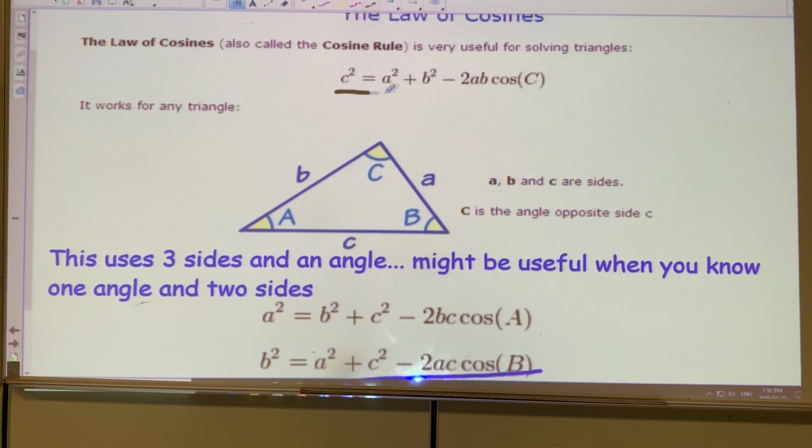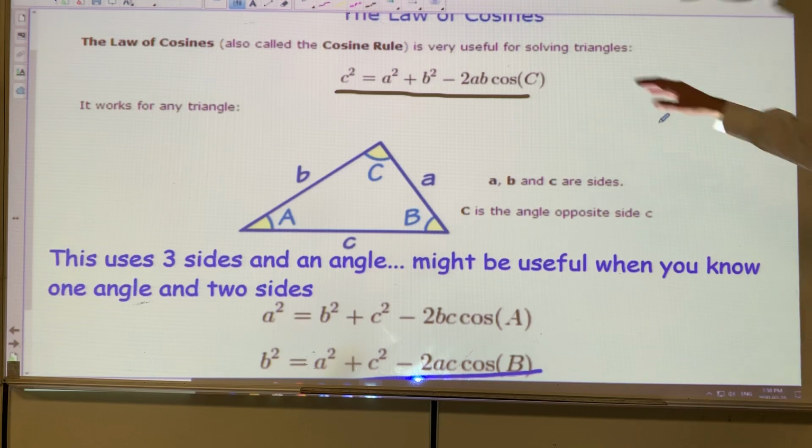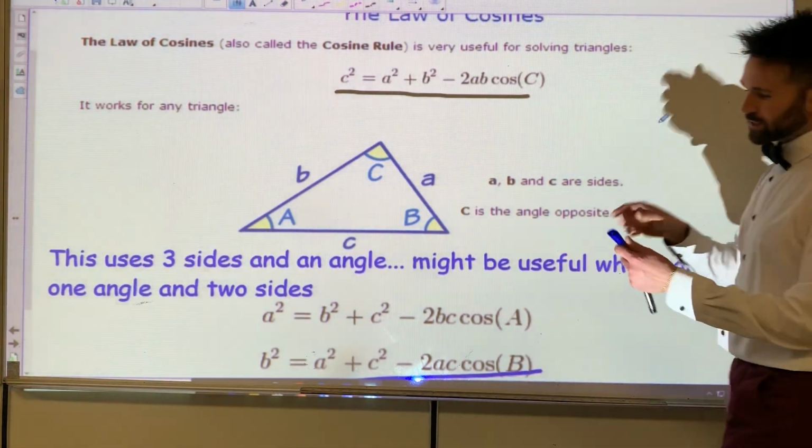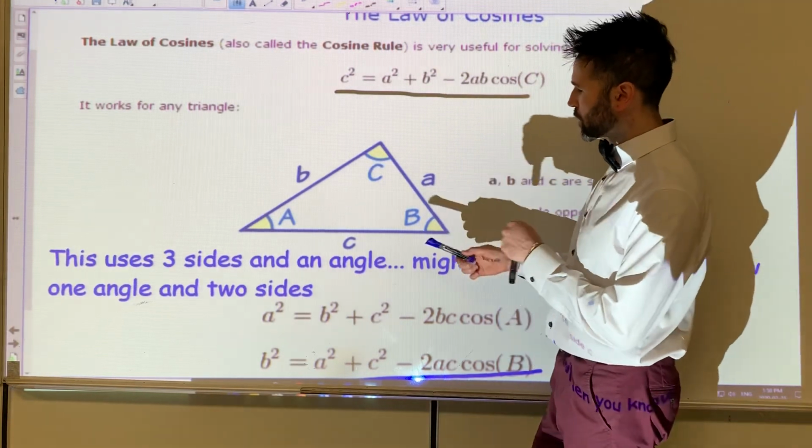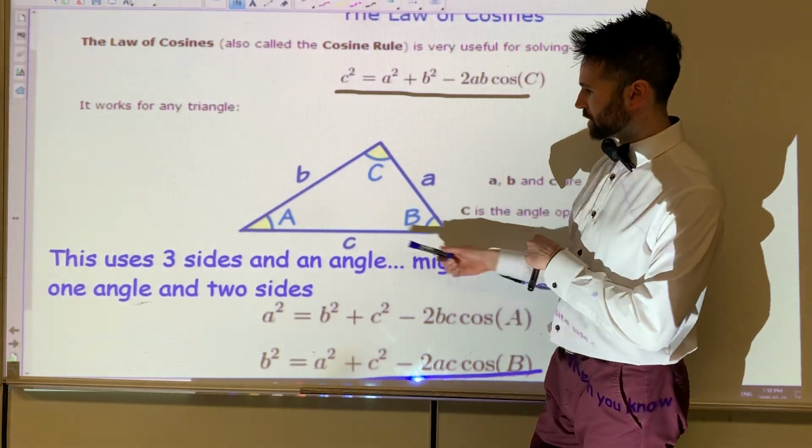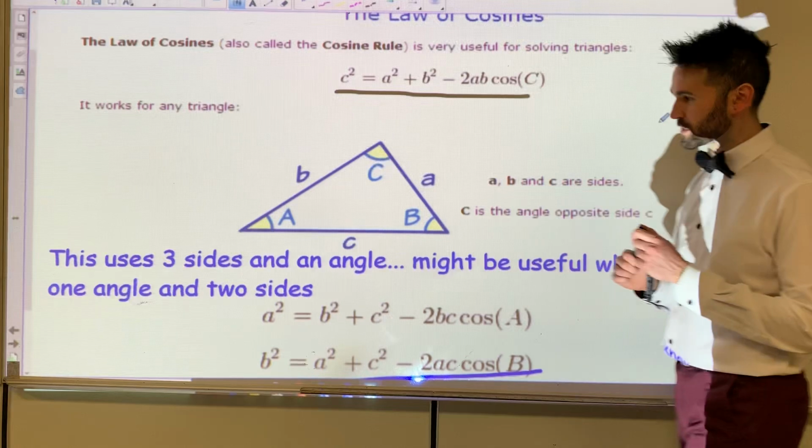There's three versions of this formula. Can you guys check your formula sheet? I believe you'll have one of these three. It's either this one, or this one. I'll talk about that in a moment. We still name our triangle, as far as the letters, the same as the sine law.